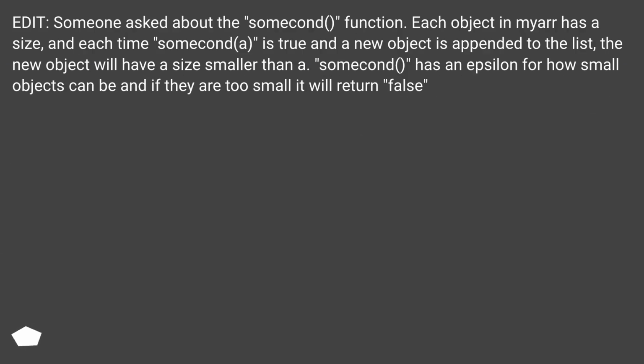Edit. Someone asked about the sunken function. Each object in my R has a size, and each time sunken A is true and a new object is appended to the list, the new object will have a size smaller than A. Sunken has an epsilon for how small objects can be, and if they are too small it will return false.